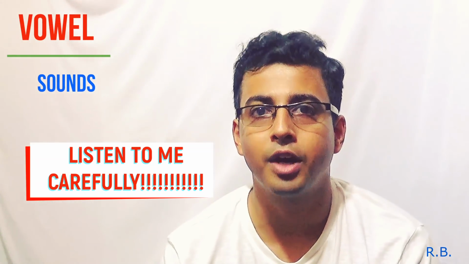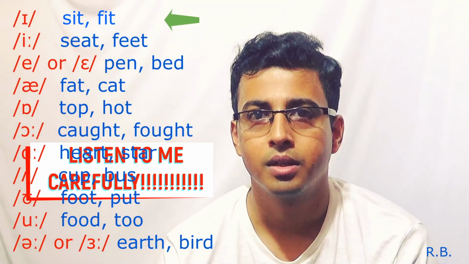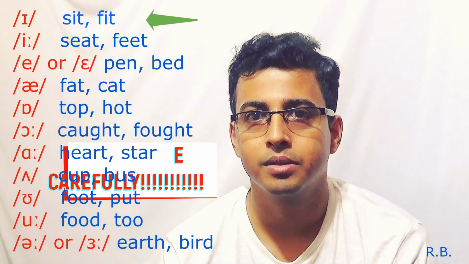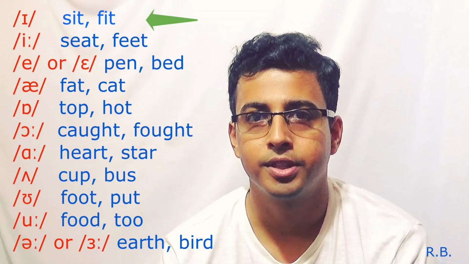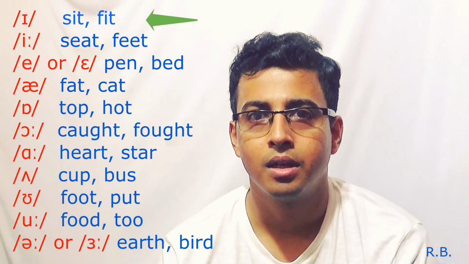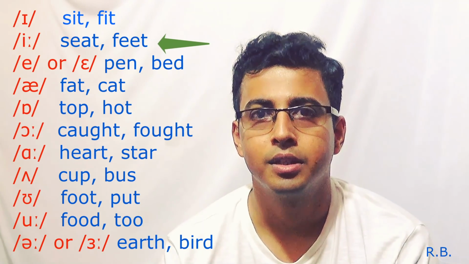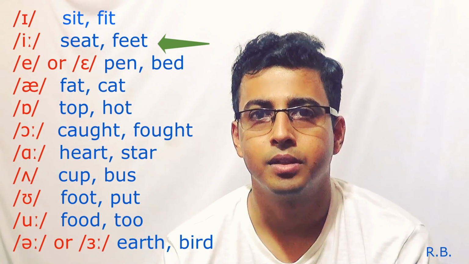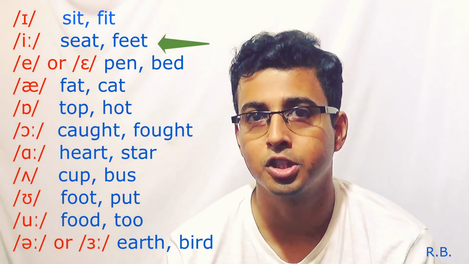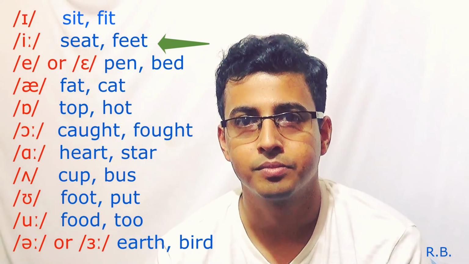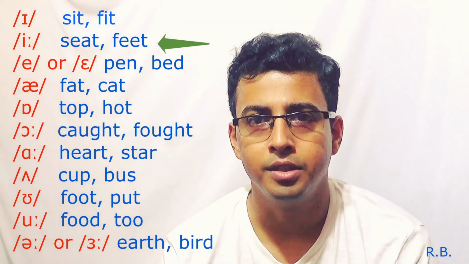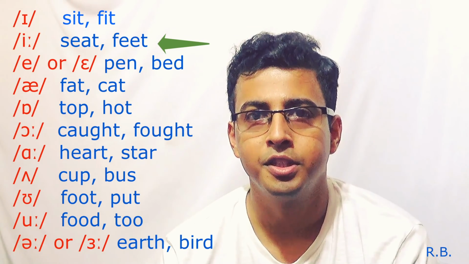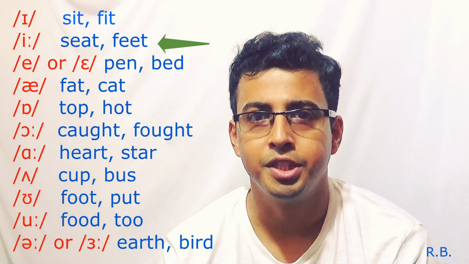First we'll deal with the vowel sounds. I, sit, fit. E. This is the longer version of the previous one. E, seat, feet.